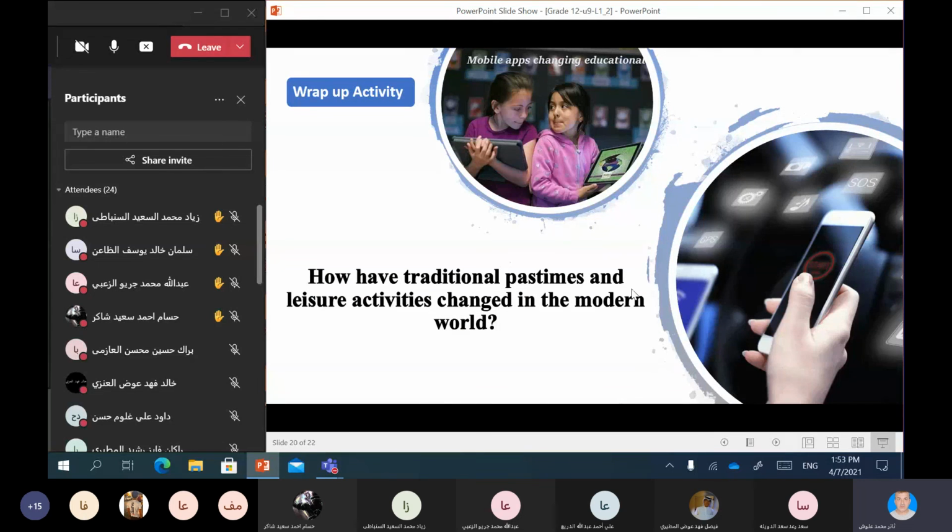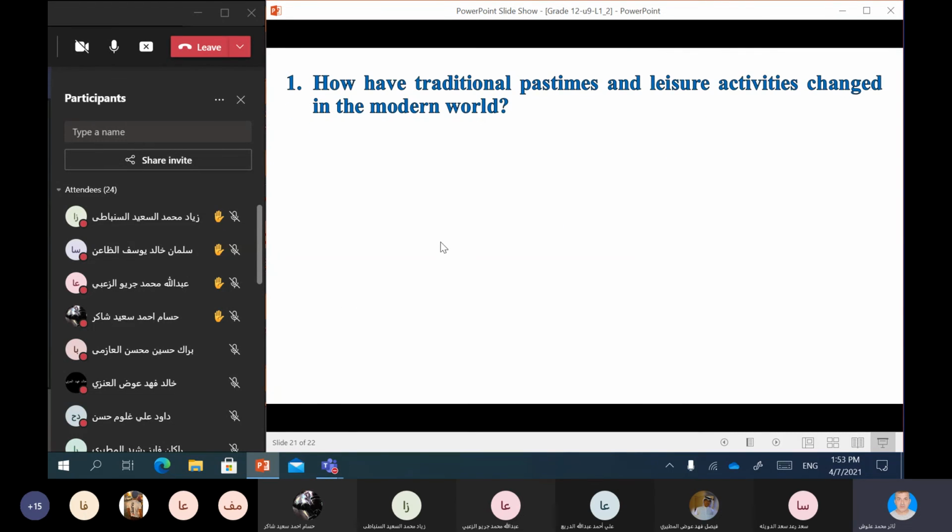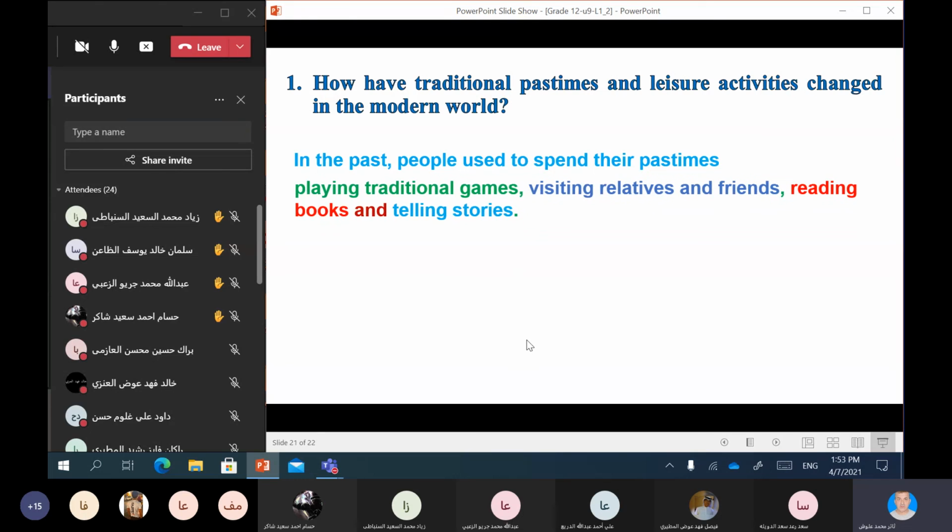Let's move on. How have traditional pastimes and leisure activities changed in the modern world? We want to talk about how people used to spend their pastimes in the past. In the past, people used to spend their leisure time visiting each other and playing traditional games, and in activities like pottery competitions and horse and camel races. Yes, horse racing and camel racing. Here are some suggested answers.